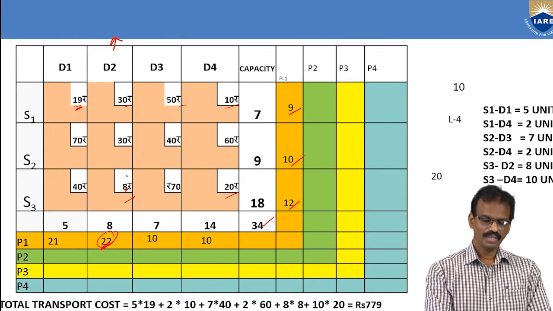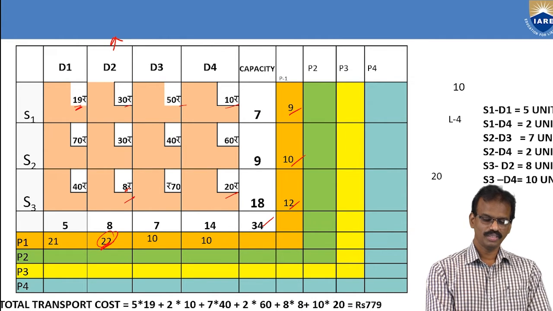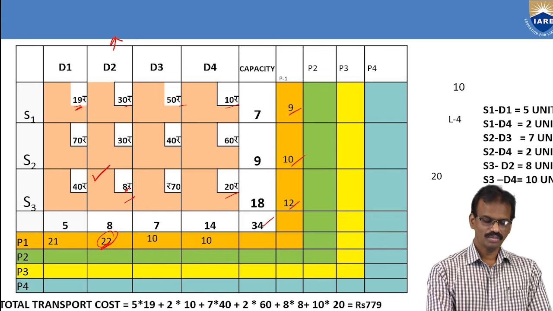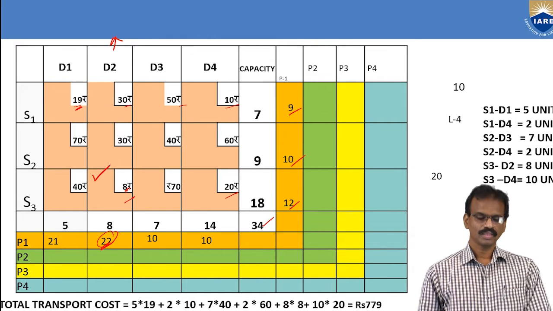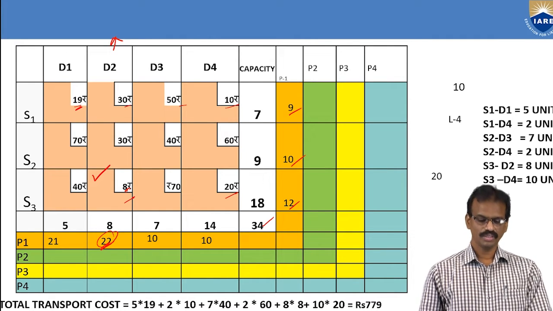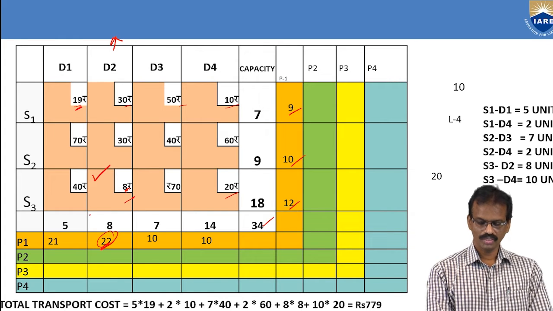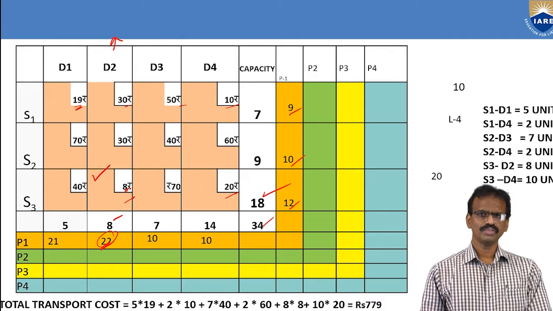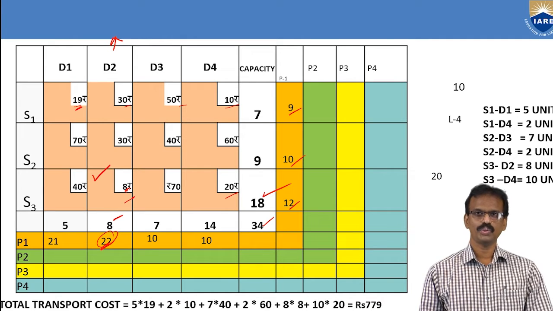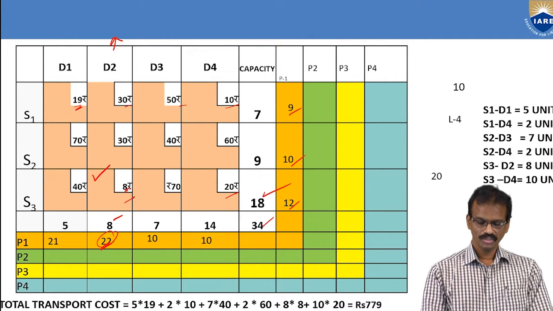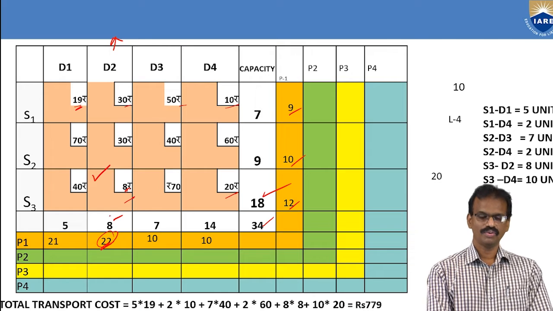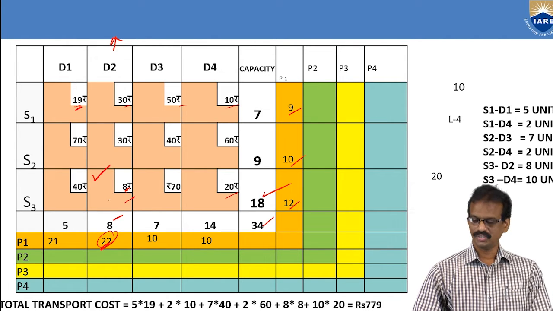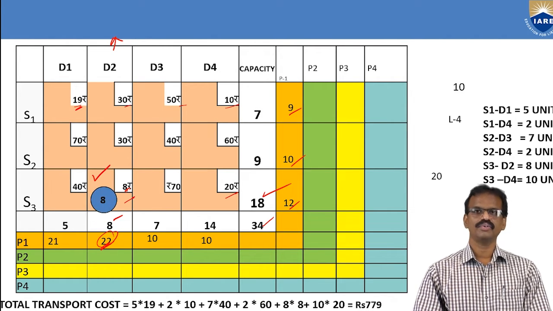Here 8, here 30 and 30. So 8 is the minimum value, so this cell we should choose. Then you have to allocate the cell. For this cell there are two values, one is 18, another one is 8. You know that for the allocation, you allocate the minimum value. So here 18, here 8, so the minimum value is equal to 8. That is the allocated value.